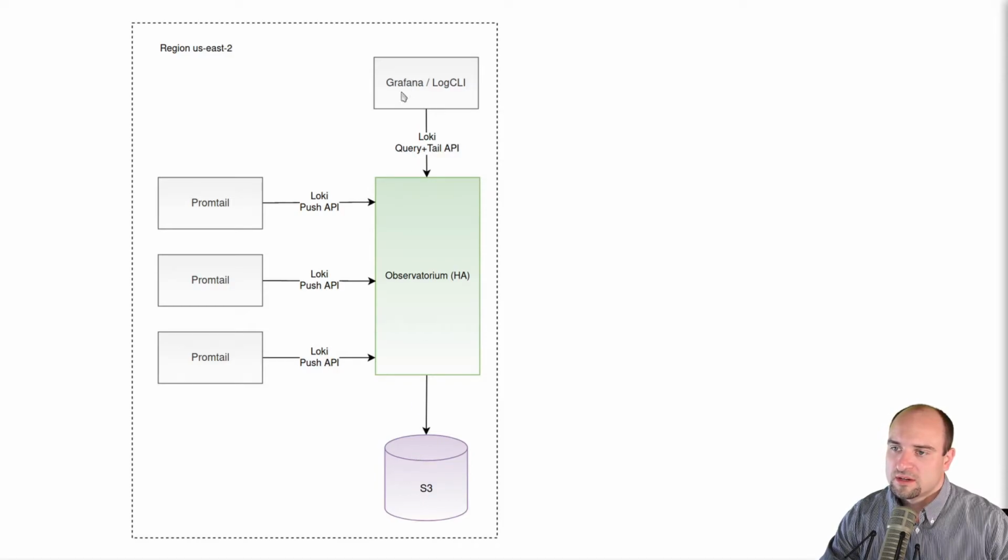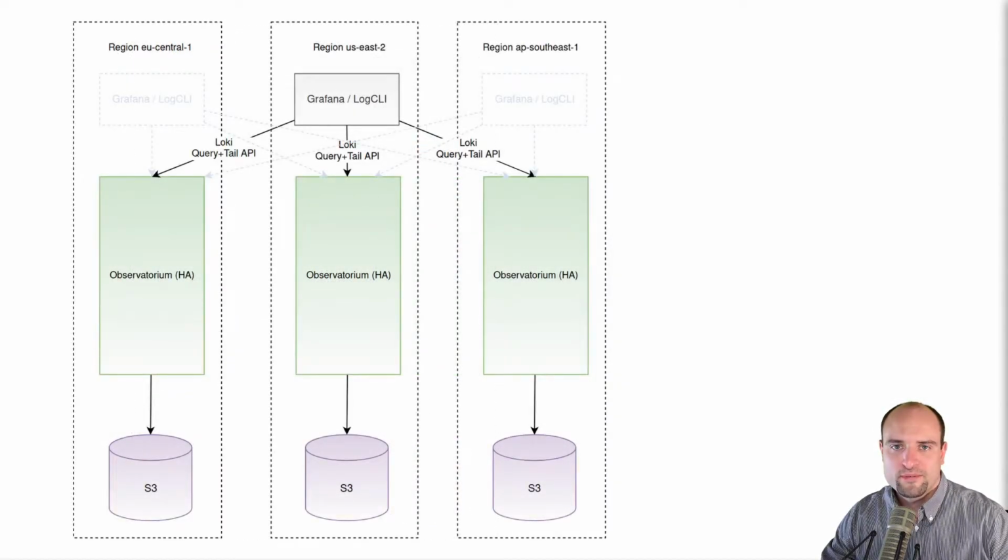We also use Grafana and LogCLI to query and tail the logs. If you are running your infrastructure in multiple regions, then you can deploy a Grafana instance and you can configure that Grafana instance with a separate Loki data source, one Loki data source for each of your regional observatoriums. And that will allow you to review the logs from any of your regions in the single Grafana instance.